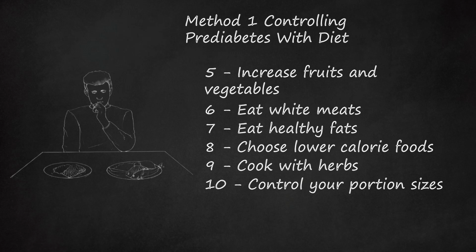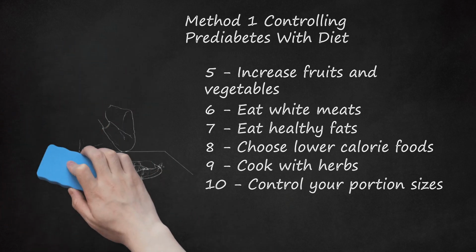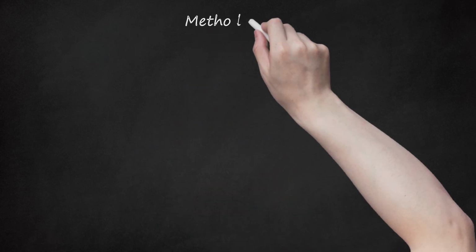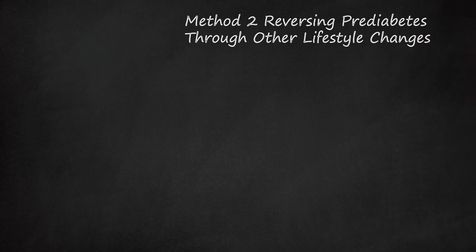Half the plate should be fruits and vegetables. 1/4 should be a complex carb, like brown rice or a sweet potato. The remaining 1/4 needs to be a lean meat, like baked chicken or grilled fish. Method 2: Reversing prediabetes through other lifestyle changes.